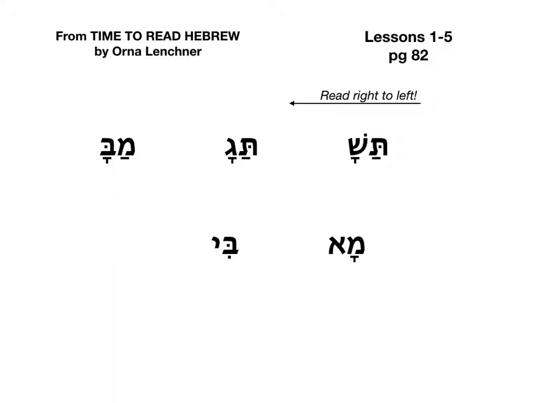Let's look at the second line. We have a mem with an ah underneath it, followed by an aleph. Remember, aleph doesn't make any sound unless there's a vowel attached to it, and there isn't one here. So we would simply say ma.